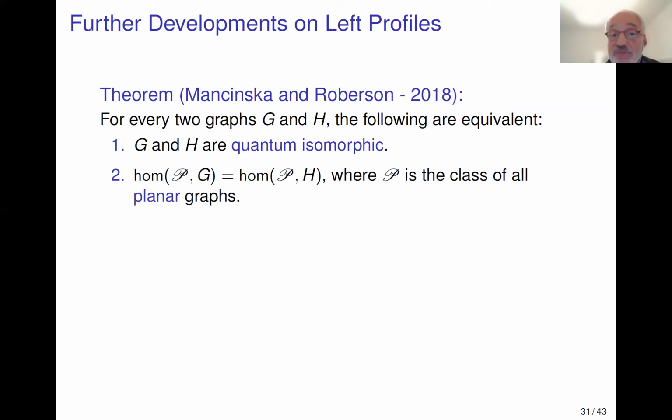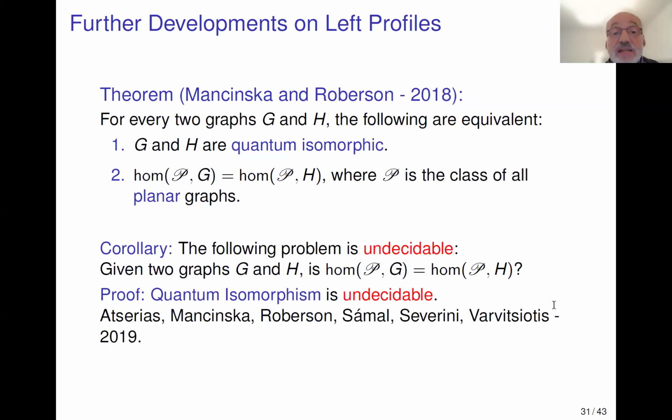One of the corollaries of this result, combined with other results, is that telling if two graphs have the same left profile with respect to the class of planar graphs is undecidable. Why is that? Because there was another result by Atserias, Mančinska, Roberson, Šámal, Severini, and Varvitsiotis from 2019 that quantum isomorphism is undecidable. Quantum isomorphism is the same as having the same left profile with respect to planar graphs. Therefore, deciding if two graphs have the same left profile restricted to planar graphs is an undecidable problem.